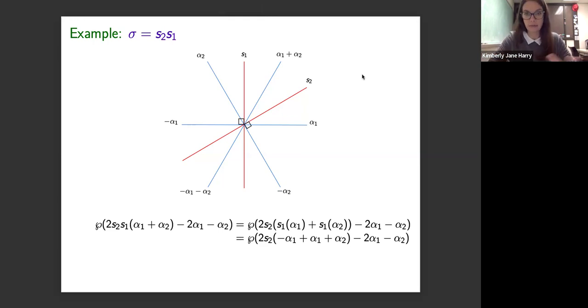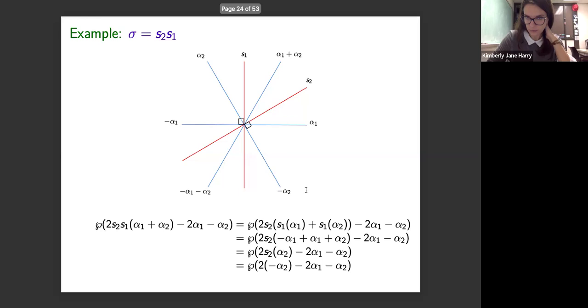And then you can combine like terms. So of course I get S2 of alpha 2. And if I think of it again, I'm taking my alpha 2, I reflect it about S2, and I get my negative alpha 2. Okay, so then now I have 2 times a negative alpha 2 minus 2 alpha 1 minus alpha 2. Here I have 2 negative alpha 1s, and another negative alpha 2, so negative 3 alpha 2s.